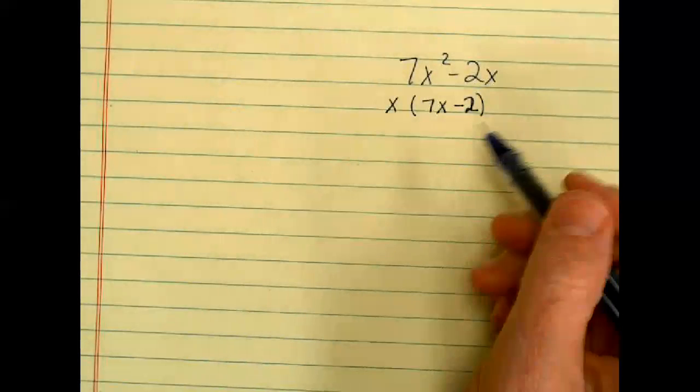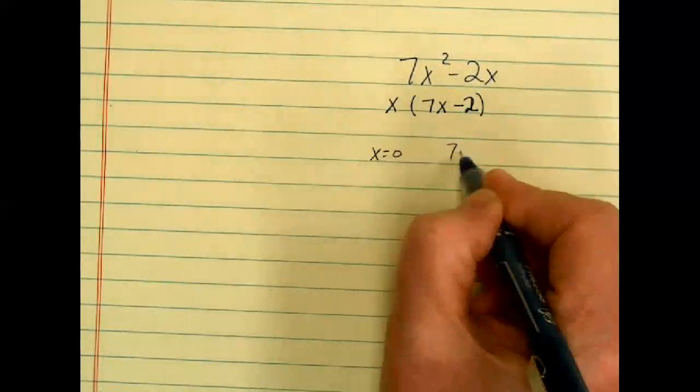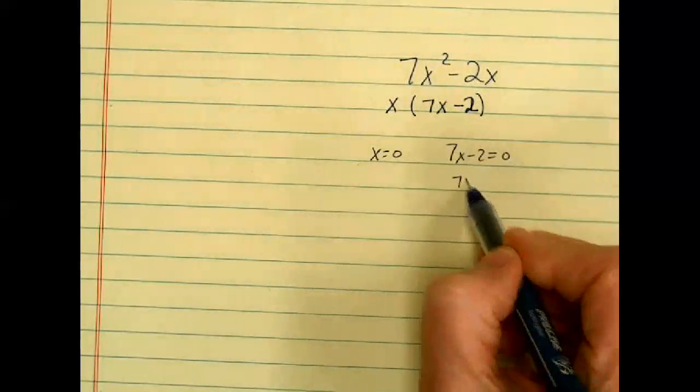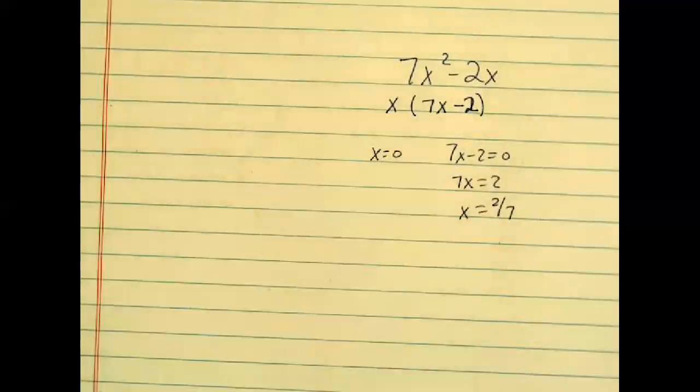If they want you to make it equal 0, you get x equals 0 or 2/7. Okay. Next question. That's all the questions I have. Okay, anybody else?